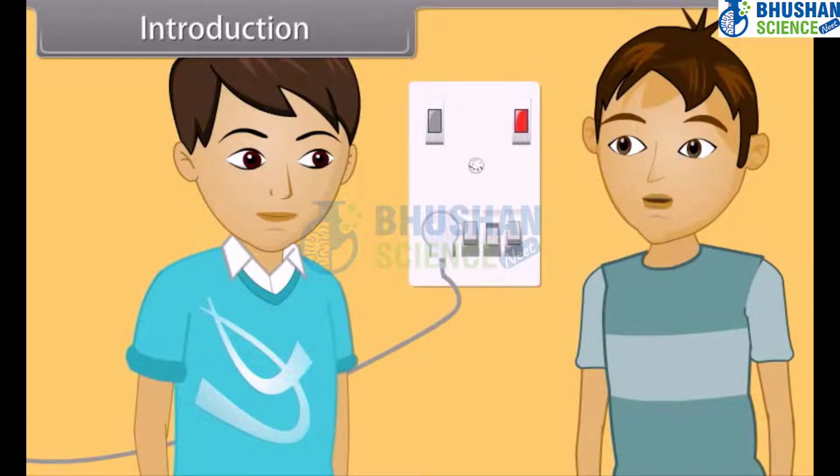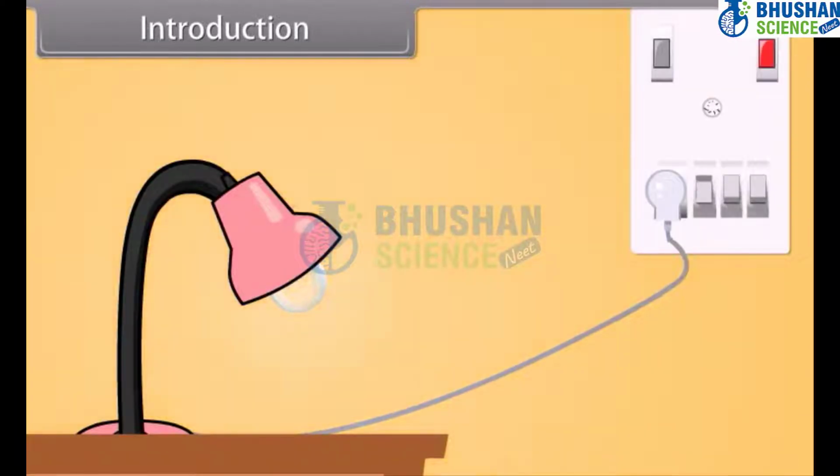The induced current always tries to oppose the cause of change. When the bulb turns on, then an induced current develops such that it tries to remain off. Similarly, when the bulb turns off, then an induced current develops such that it tries to remain on. That's why the bulb doesn't glow and diminish instantly.